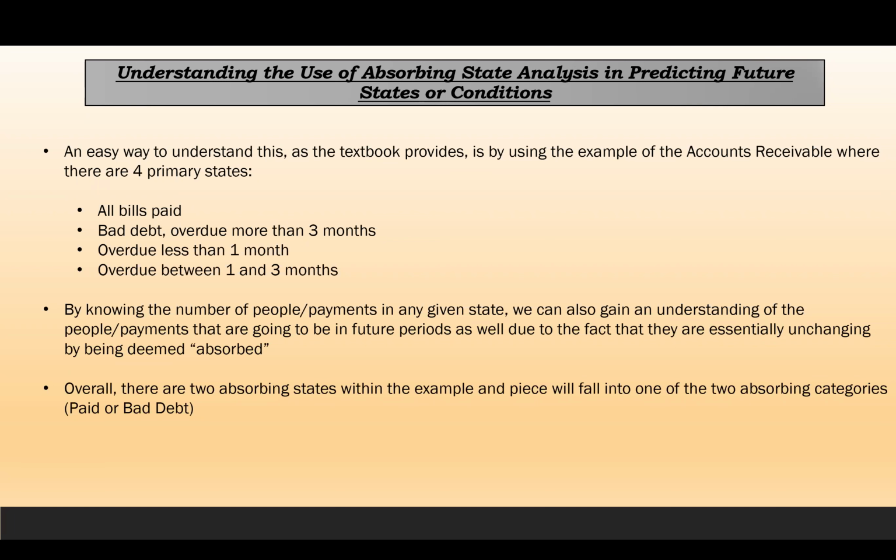Whenever you're paying debt, one absorbing state is going to be that your bills are all paid. You don't have any more debt that you owe and you completely paid everything off. The other absorbing state is essentially your bad debt state, where you owe money in some form of increment, whether that be overdue more than 3 months, overdue less than 1 month, or overdue between 1 and 3 months. So you can see there are 2 absorbing states here that you can be absorbed into, but you're never going to be able to be in both at one time.